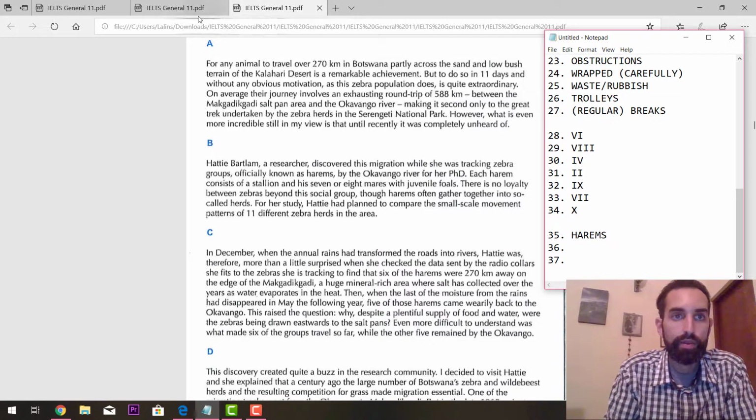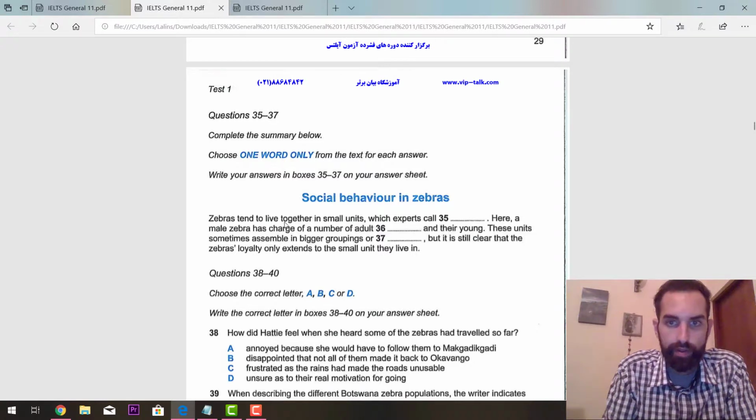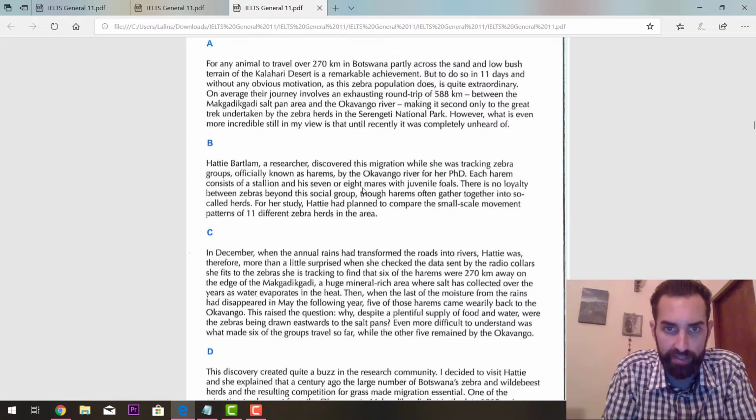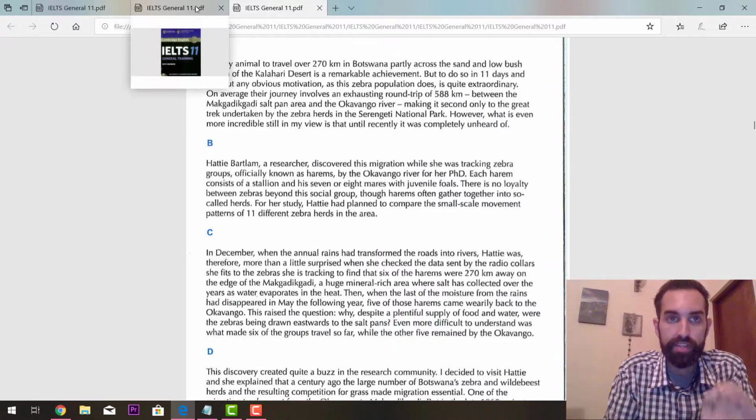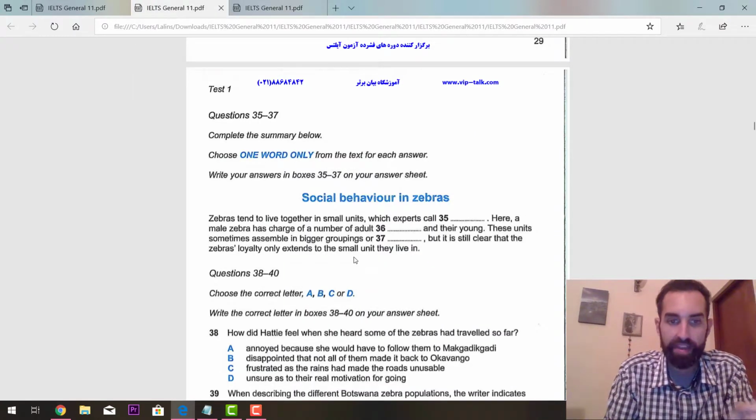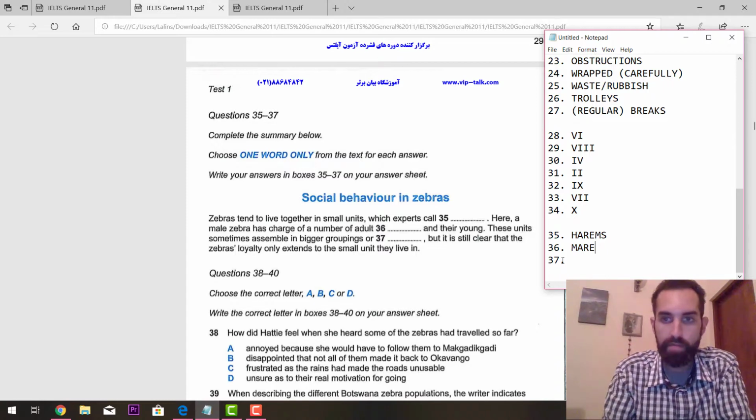Okay, so now we're looking for, here a male zebra has charge of a number of adult, I believe it was mares, yes, mares with juvenile foals, and the juvenile foals would be the young, and the mares would be the females that he's living with, so that would be mares.